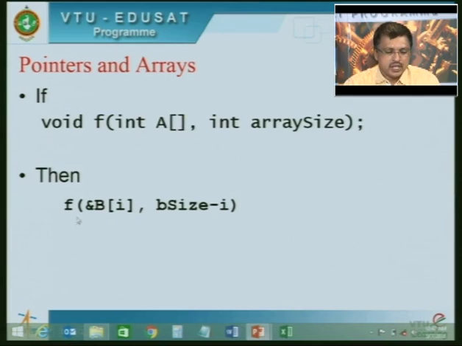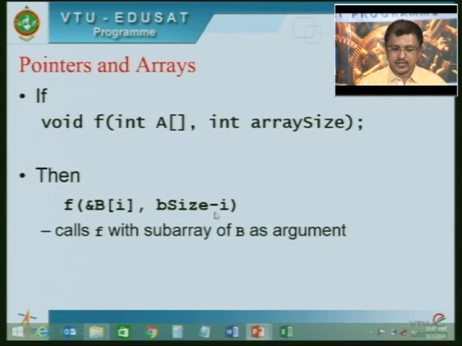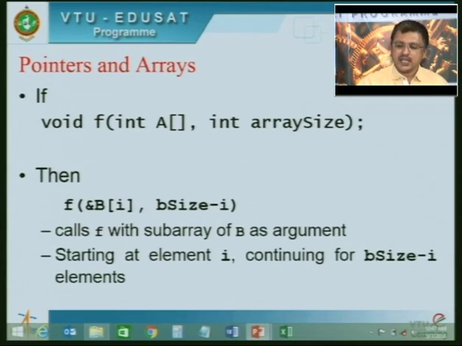Now, look at this call f, there is some array b, and you are passing the ith element of b. You are not passing the ith element of b, you are passing the address of the ith element of b. So, what is that? A pointer, and &b[i] is basically a pointer, and what we are doing here is b size minus i. So, the array size here is b size minus i, because you are now passing a partial array. So, it calls f with a subarray of b as an argument, starting at element i, continuing for b size minus i.